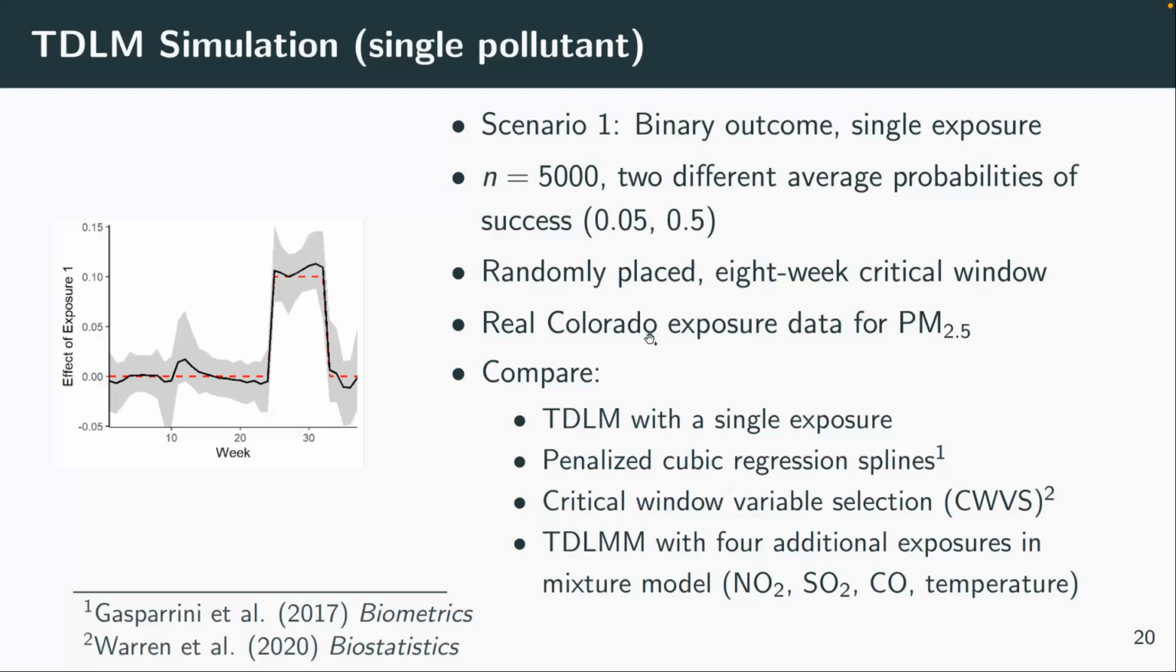I guess I skipped. We did use real Colorado PM 2.5 data. So we had realistic autocorrelations in our data here. But we also wanted to test out our mixture model as well compared to these single pollutant models. So we also included the tree distributed lag mixture model in here with 4 additional components: NO2, SO2, CO, and temperature. So the first 3 models were fit only to the single predictor PM. And then the last one was fit to the 5 predictors.